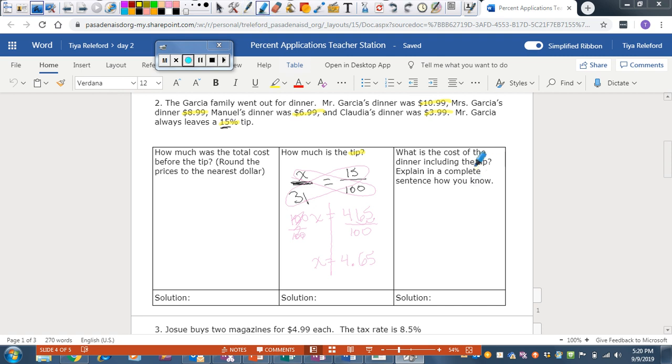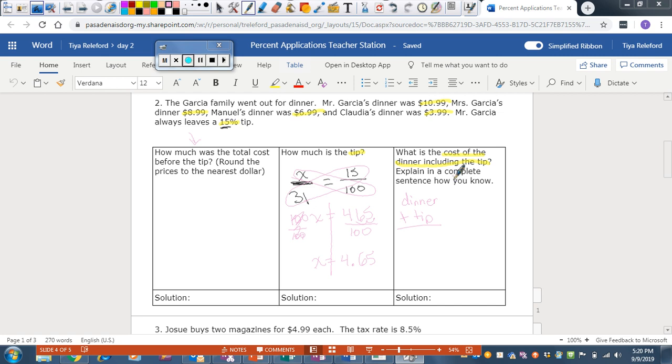Now the last one says, what is the cost of the dinner, including the tip? So is tip something you add or subtract? Right, you're going to add. So you need to add the cost of the dinner. That's what you have here. Plus the cost of the tip. And that'll be the total cost.